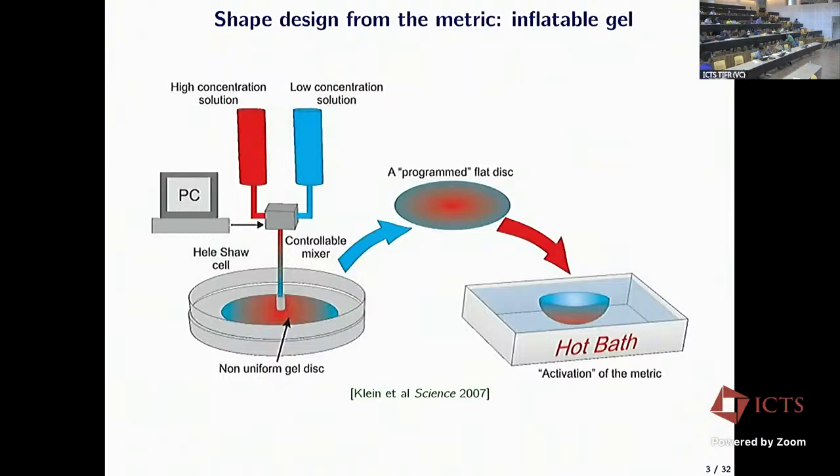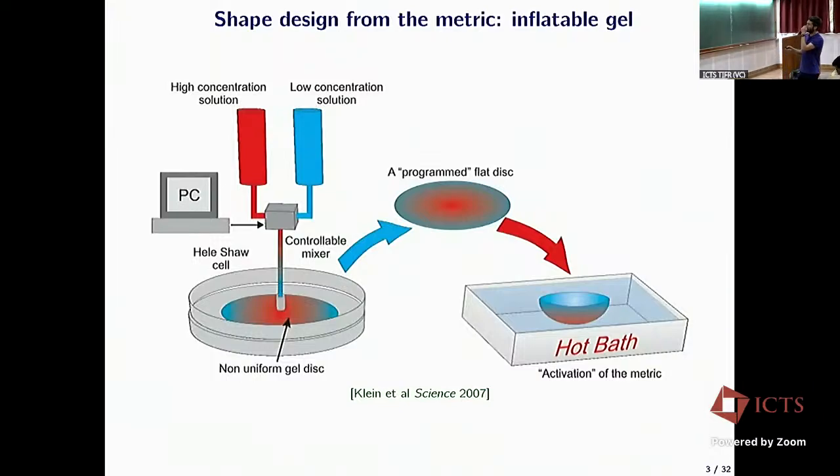So we've seen that the shape of a surface, its Gaussian curvature, is strongly constrained by the metric. This means that by prescribing a metric to the surface, you can make it take a shape that you want. There are several ways to prescribe the metric. What is also nice is making it programmable: you take a flat sheet, apply some external stimulus, and the sheet takes the desired shape. This is what you want.